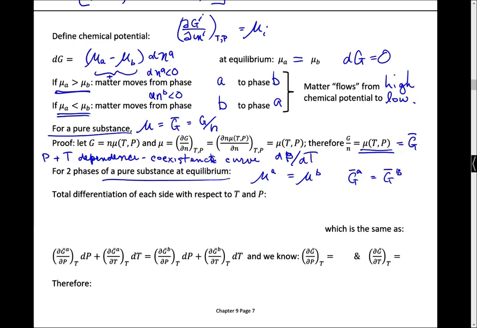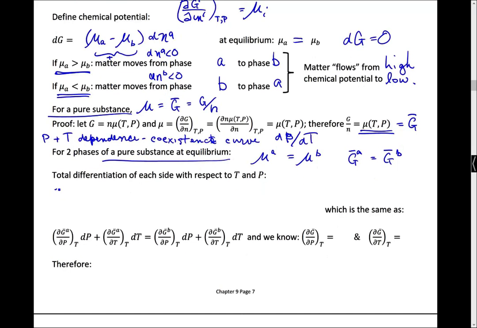Okay? All right. So what I can do then is take a total differentiation of both sides of this with respect to T and P, right? Because again, we're looking for dP/dT. So we need to know what the dependence is on pressure and temperature. So for the left side, this will become the partial of mu for phase A with respect to P, holding temperature constant, times dP, plus the partial of mu for phase A with respect to T, holding pressure constant, times dT. Sorry about that. So that's the total differential of the left side.